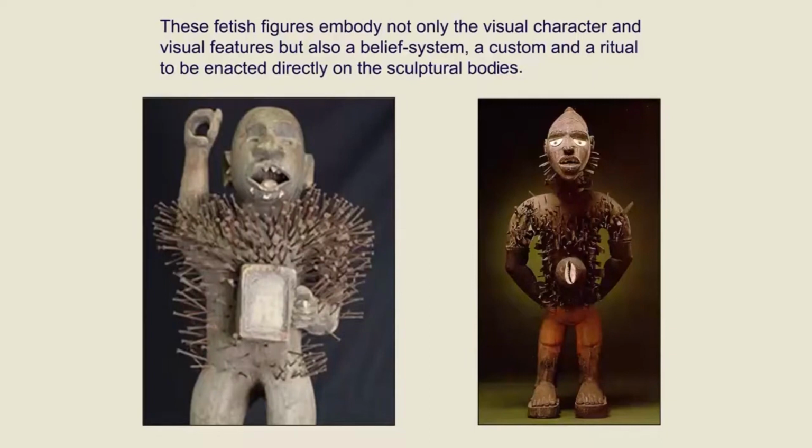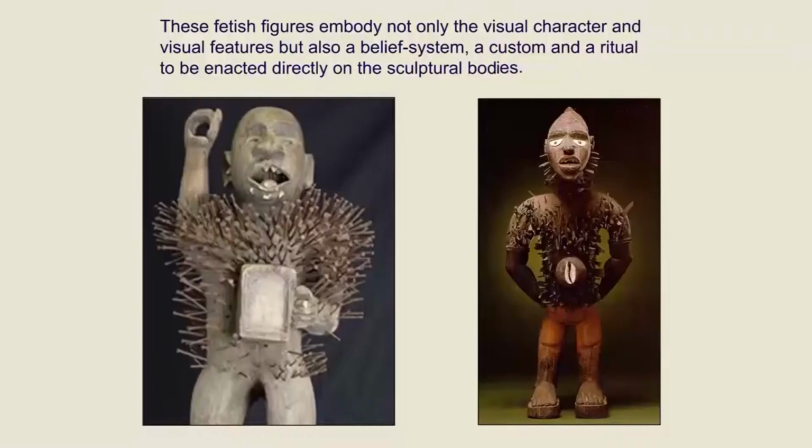In certain figures which are called fetish figures, you find a lot of other elements like nails which have been put all over the body, things like that. Now, these figures embody not only the visual character and visual features, but also a belief system.